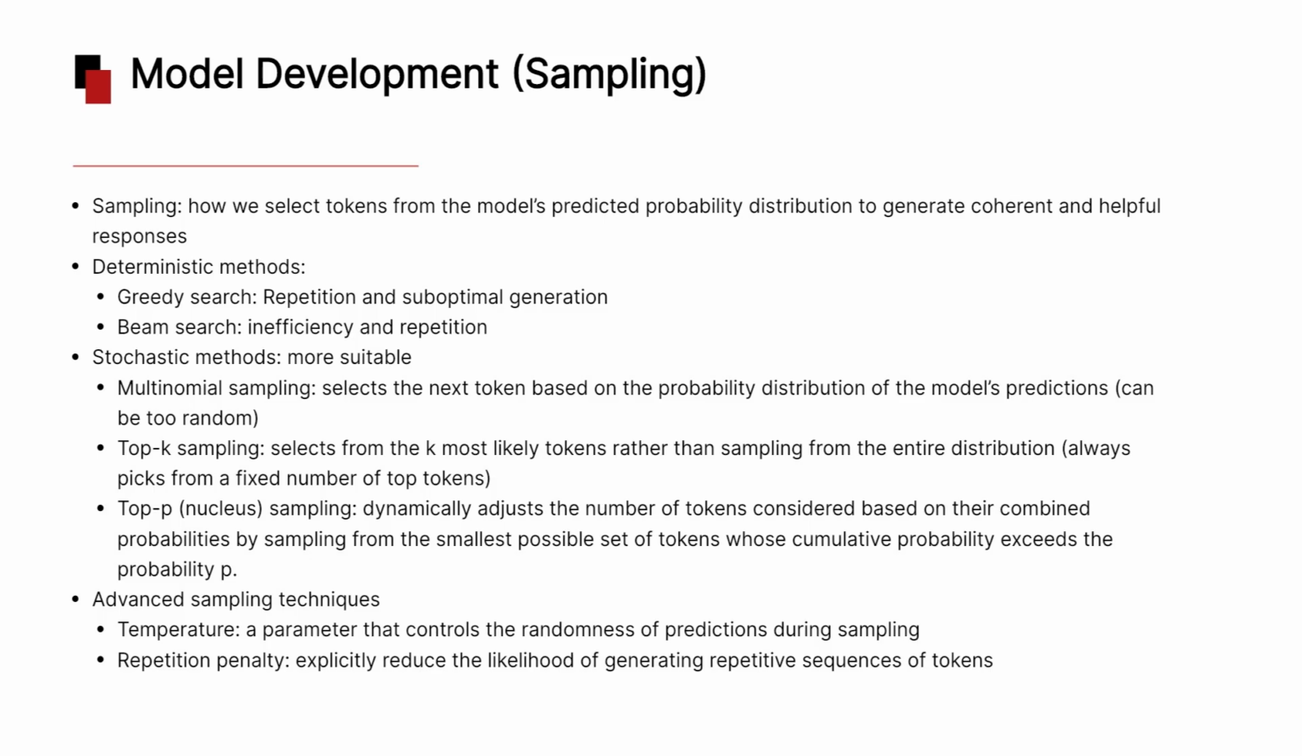Advanced controls. Temperature adjusts the sharpness of the probability distribution. A low temperature less than 1 makes the model more deterministic. A high temperature greater than 1 makes it more random. Repetition penalty explicitly reduces the likelihood of repeating the same phrases, which helps avoid loops and makes responses feel more natural. In short, the sampling stage is about finding the sweet spot between creativity and control.